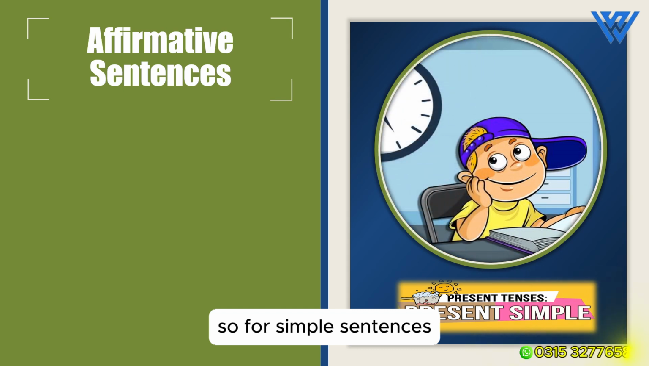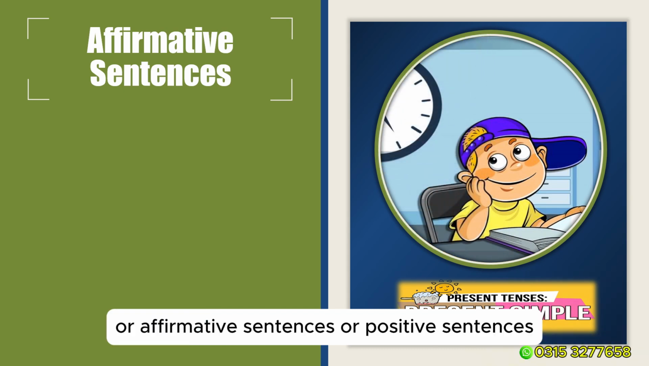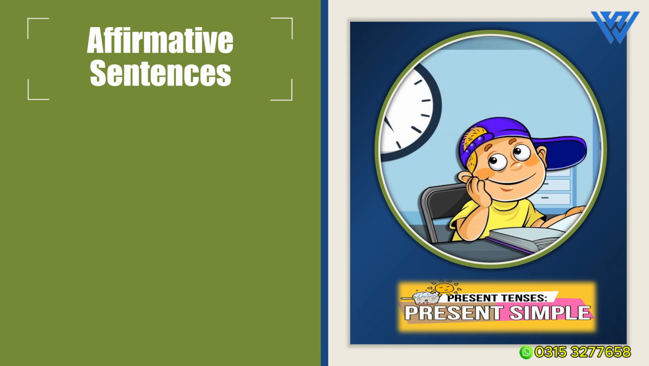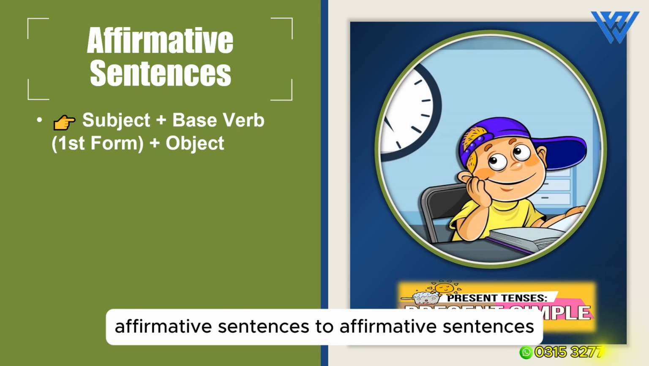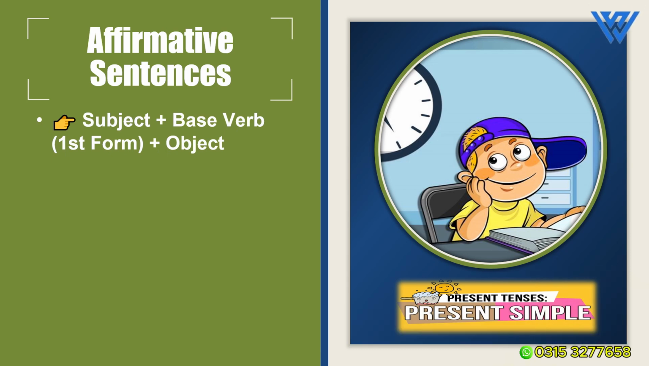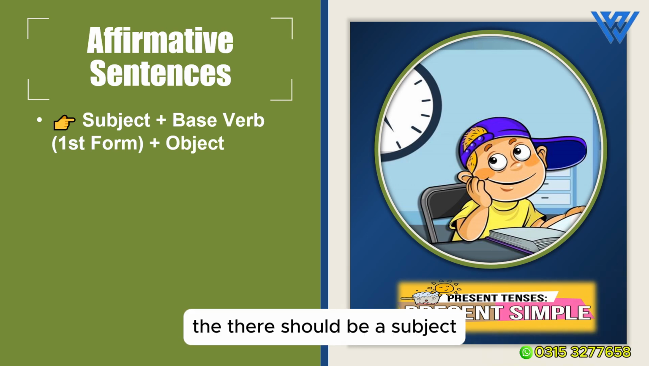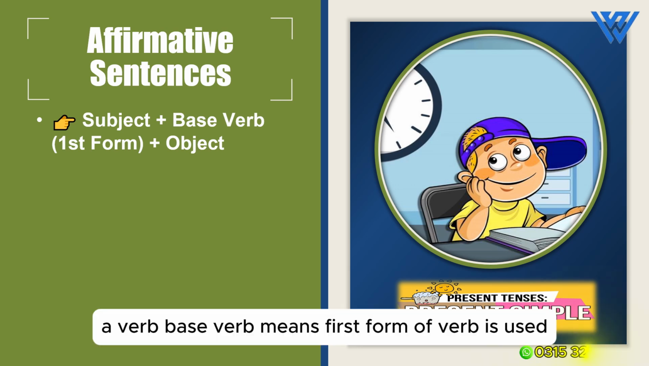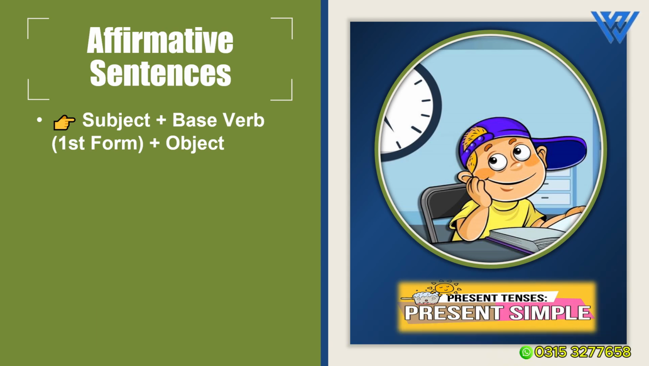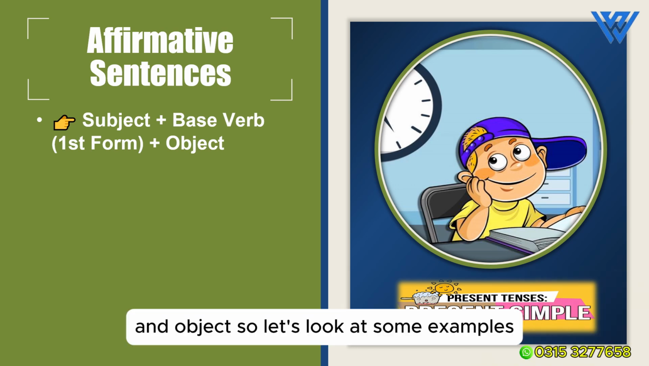So for simple sentences or affirmative sentences or positive sentences, जिसमें नहीं इस्तेमाल नहीं होता, उनको कहते हैं affirmative sentences. तो affirmative sentences का structure सबसे पहले देख लेते हैं. There should be a subject, a verb. Base verb means first form of verb is used. क्योंकि present tense है और काम एक आदत है, हैबिट है, रूटीन है, तो उसमें हमेशा बेस फॉर्म ऑफ वर्ब लगेगी, फर्स्ट फॉर्म ऑफ वर्ब, and object.